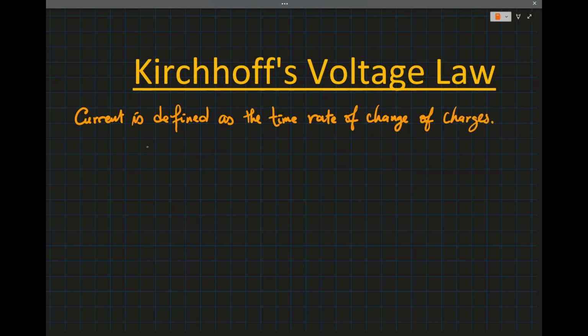Okay, so mathematically, I, which is the current, can be written as dq/dt, the time rate of change of charges. And equivalently, we can write Q as the integral of the current. Here I use x as a dummy variable.